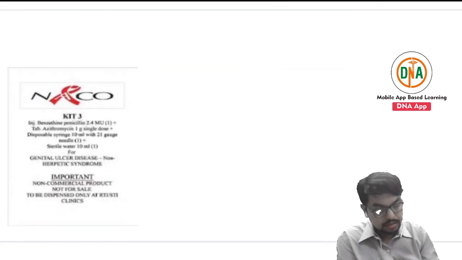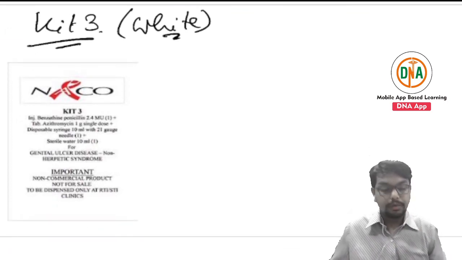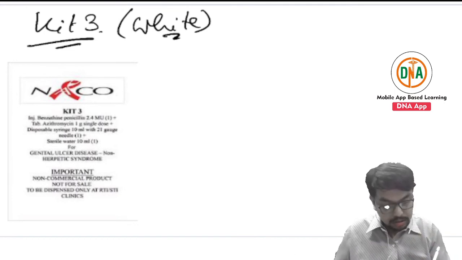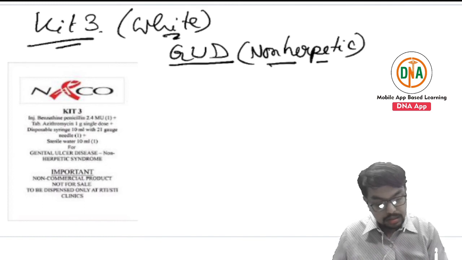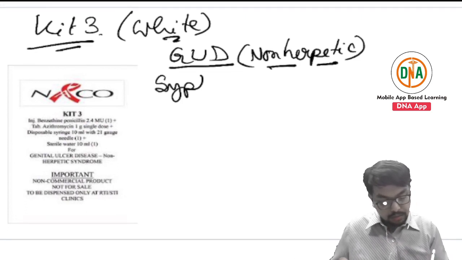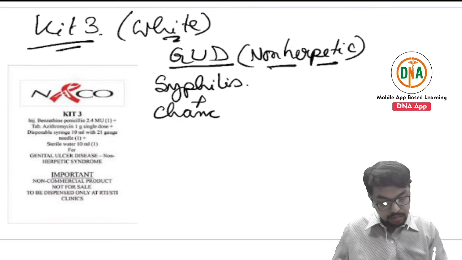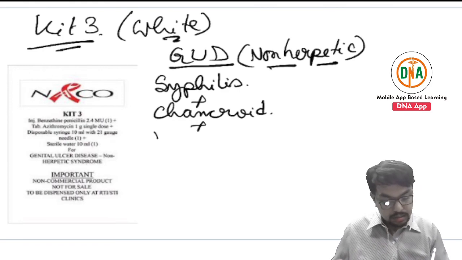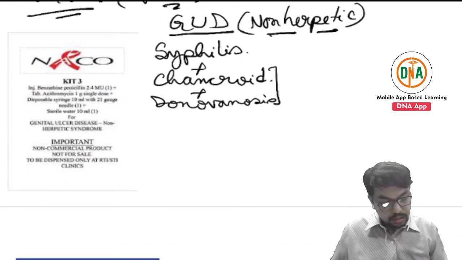Okay, next, third, KIT 3, this is the white color kit. I have given the pictures of each kit because they are asked in MCQ exams nowadays due to the image based question pattern. Now, KIT 3 is for genital ulcer disease, non-herpetic. What are the causes of genital ulcer disease, non-herpetic? First is syphilis. Okay, most important is syphilis. Next, second is chancroid. Okay, and third is donovanosis.